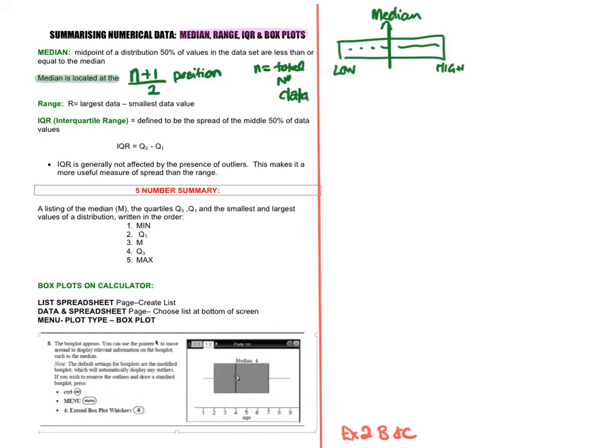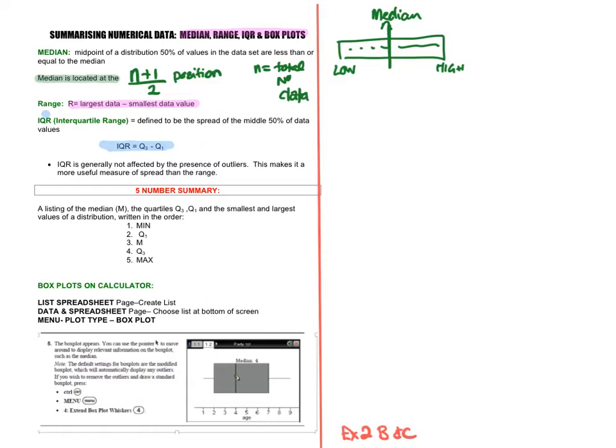So the range is quite easy. The range is always the largest minus the smallest, and if there is an outlier, you do include outliers in the range. Why we don't use the range sometimes is because of those outliers, and we might use the interquartile range for that instead. So interquartile range is Q3 minus Q1.